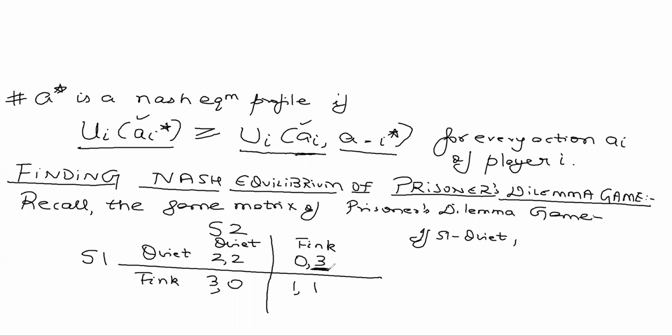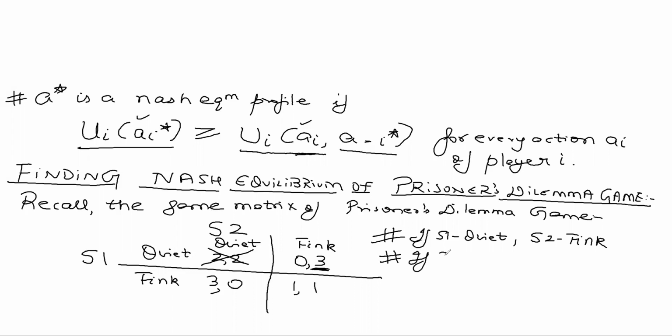Now I can write, if suspect 1 remains quiet, suspect 2 will think. Okay, that means this cannot be the Nash equilibrium. Quiet, quiet cannot be the Nash equilibrium, because when suspect 1 remains quiet, suspect 2 will never be quiet. Suspect 2 will think. Let us see what happens if suspect 2 thinks.